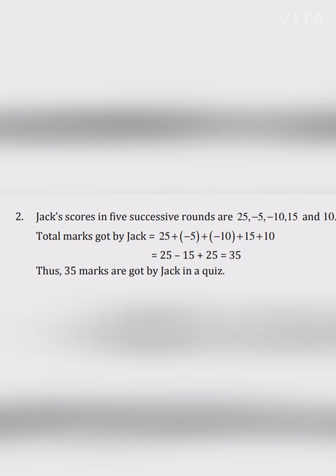Minus plus will be minus. So 10 minus 25 will be 15. So plus sign will be, 25 plus 15 will be 35, because plus plus plus. Thus 35 marks are got by Jack in a quiz.